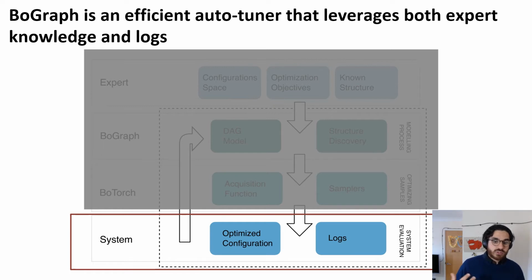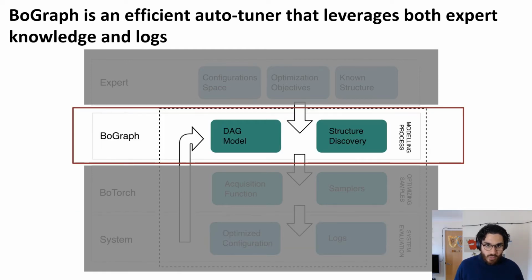And finally, when you get the optimal configuration, you give it back to the system, and the system evaluates it and returns to BoGraph the results as well as the logs, to allow it to reiterate and build the next optimal configuration. So we focus now on BoGraph and look at its inner workings.